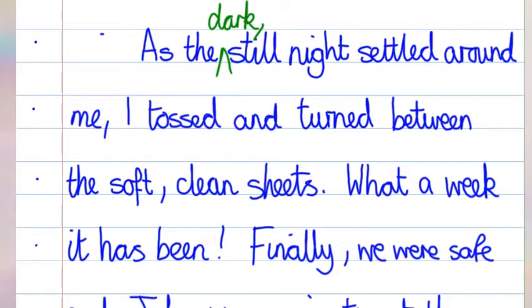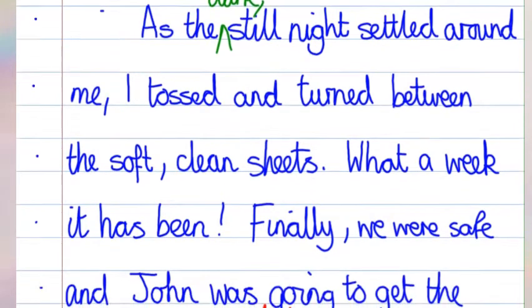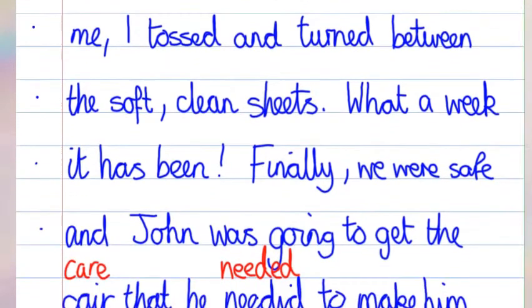So we write on every other line so that the children have then got room to go back and to edit. As you can see on the top line in green, the children have helped me to edit and improve my writing by adding in a different adjective. So we have, as the dark, still night settled around me, I tossed and turned between the soft, clean sheets. What a week it has been! Finally, we were safe and John was going to get the care that he needed.